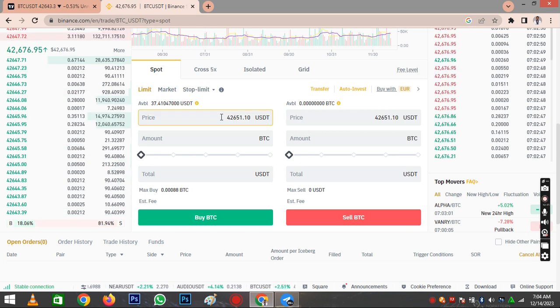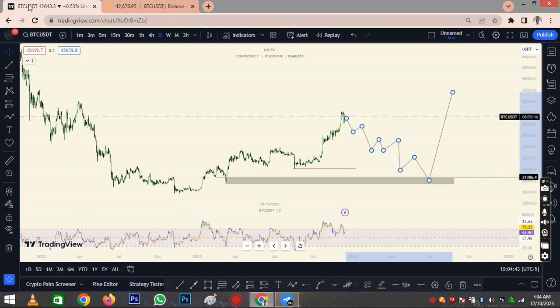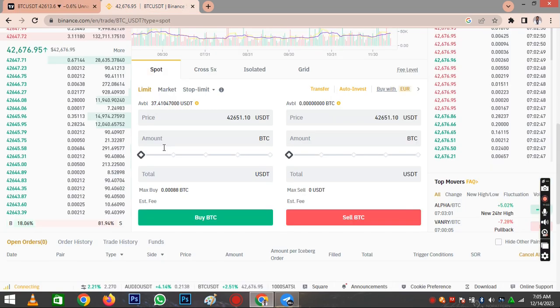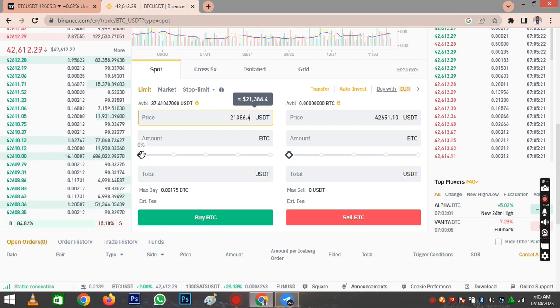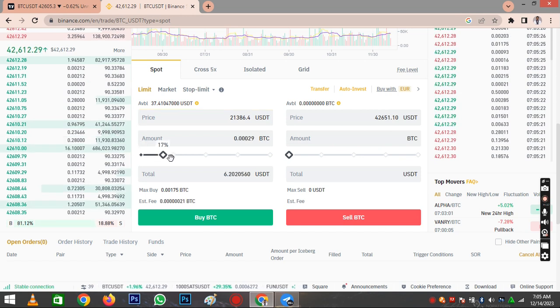At what price are we buying? Let's use this price, 21,386 dollars, 21,386.4. Okay, so this is the price where we want to buy BTC. Now they're asking us to put the amount we need.